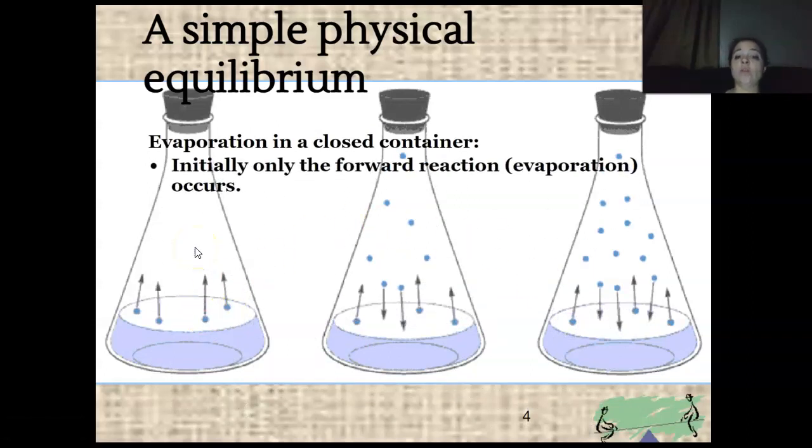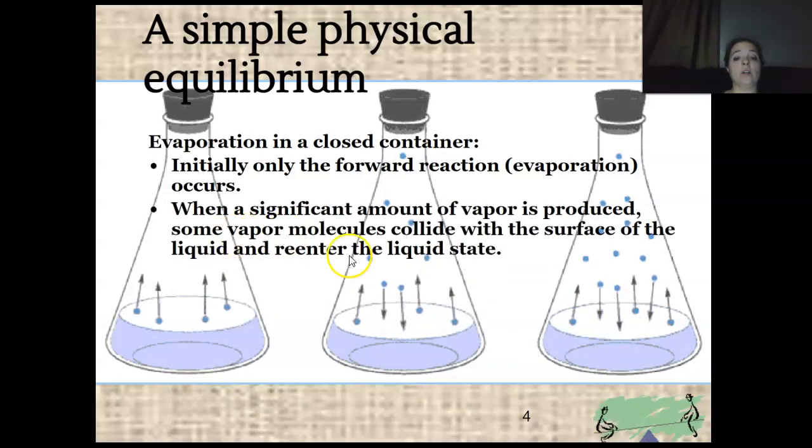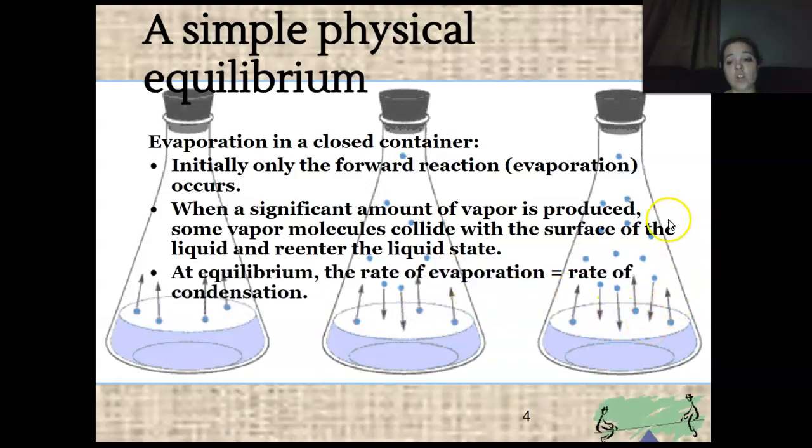Again, initially, only the forward reaction occurs, evaporation. And then when a significant amount of the vapor is produced, right here, the vapor molecules collide with the side, and then they condense back into the liquid state. Eventually, over here, you have the rate of evaporation and condensation happening at the same time.